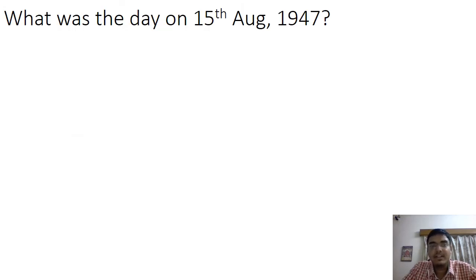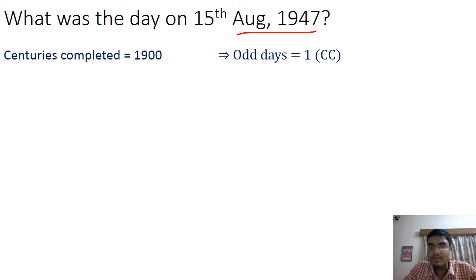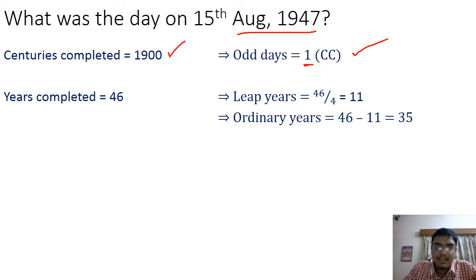So let us now calculate the day on 15th August 1947. First of all you have to find the century code. So centuries completed are 1900. We know that for 1900 we have number of odd days as 1. The CC is century code, right? Then years completed. Now century has been completed. Let's come to a smaller part of that, years. How many years have been completed till now? 46. Just remember this, do not use 47 here, you'll have to use 46. You'll have to subtract 1 every time whenever you are solving it. So just don't forget to subtract 1, okay?